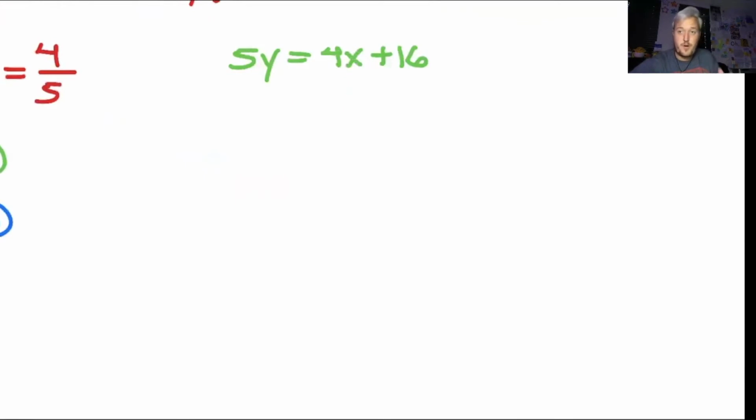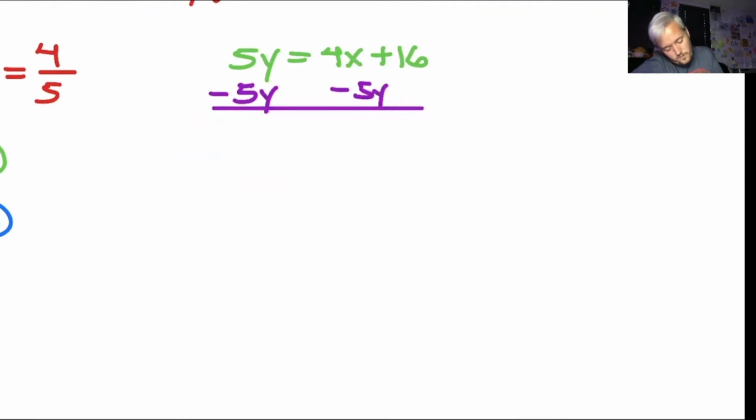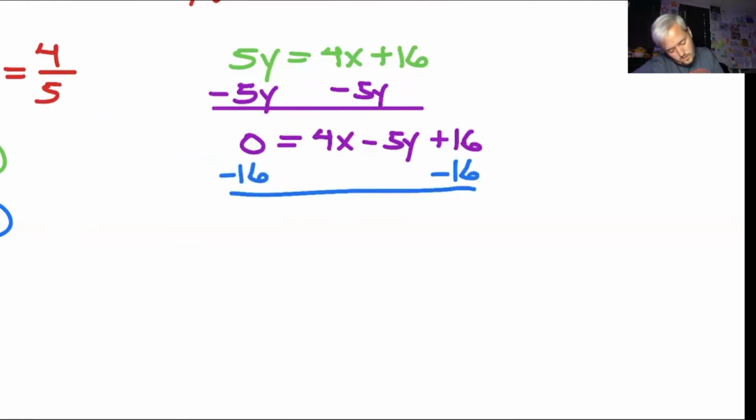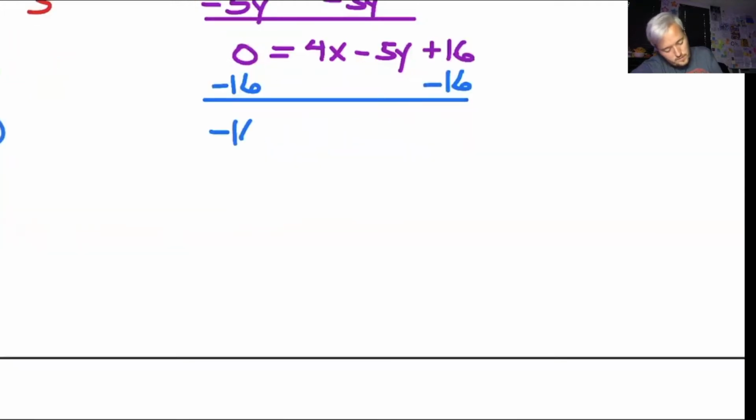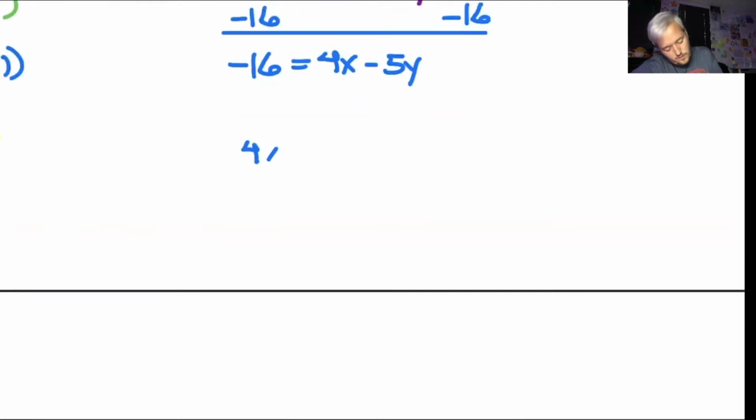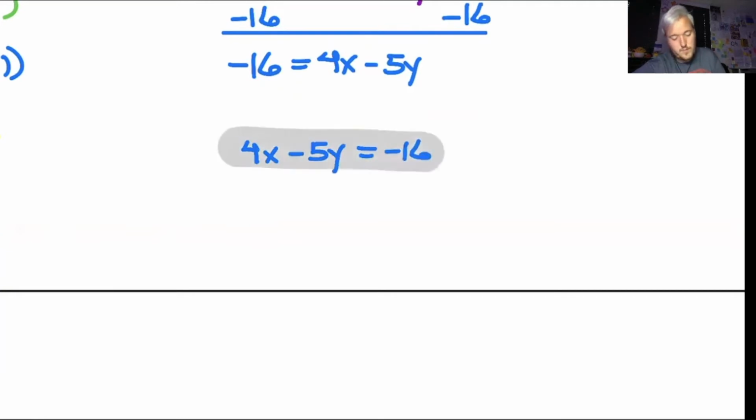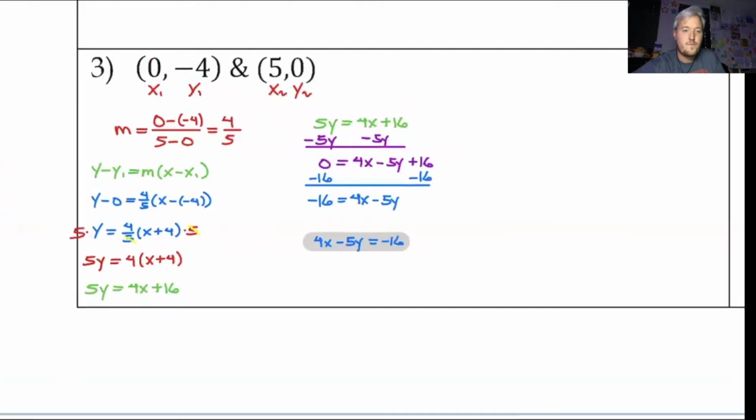My x value is a positive whole number, so I'm going to use that as my pivot. So I'm going to subtract 5y. So I have 0 equals 4x minus 5y plus 16. Then I'm going to subtract 16. So I have negative 16 equals 4x minus 5y. And then switch it over. So I have 4x minus 5y equals negative 16. So there's my standard form equation. Some of these problems actually require kind of a lot.